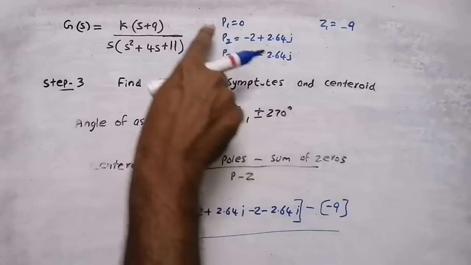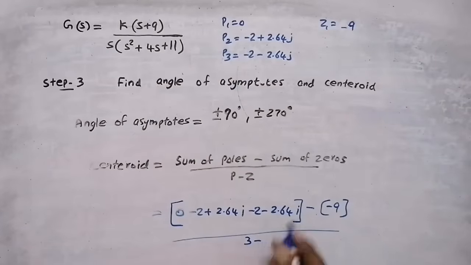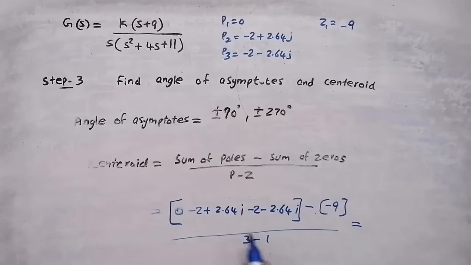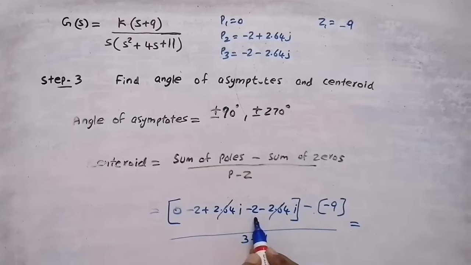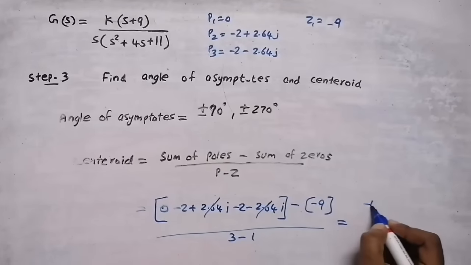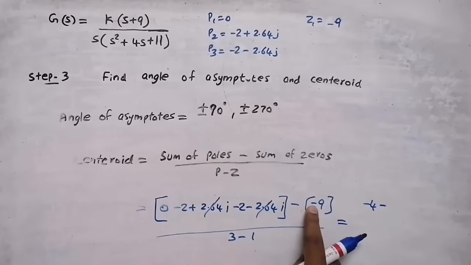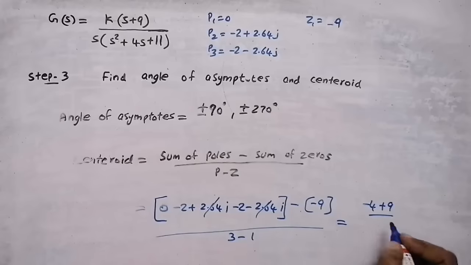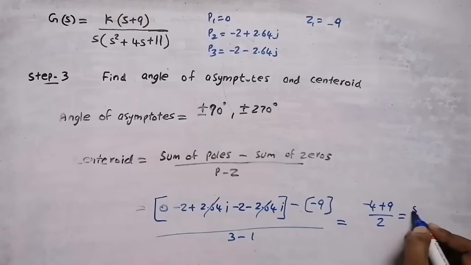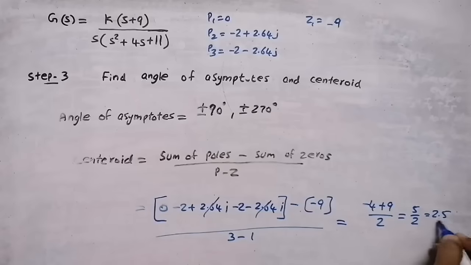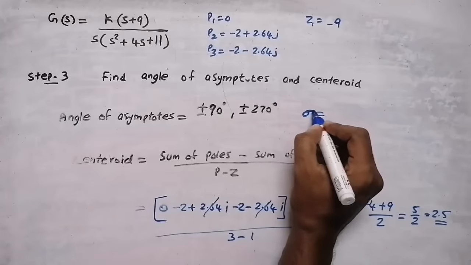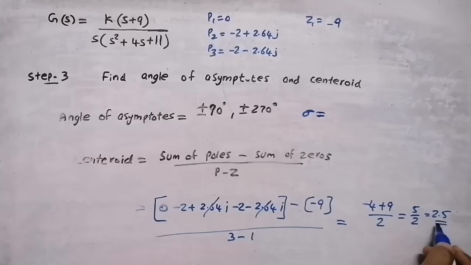All divided by number of poles minus number of zeros. Number of poles is 3, minus number of zeros 1, so 3 minus 1 is 2. Now here it is plus, here it is minus, so these two will get cancelled. Minus 2 minus 2 is going to be minus 4. Therefore minus 4, minus and minus will become plus. So minus 4 plus 9 divided by 3 minus 1, which is 2. Minus 4 plus 9 is 5. 5 by 2 is going to be 2.5. Therefore our centroid, which we denote with sigma, is at plus 2.5.